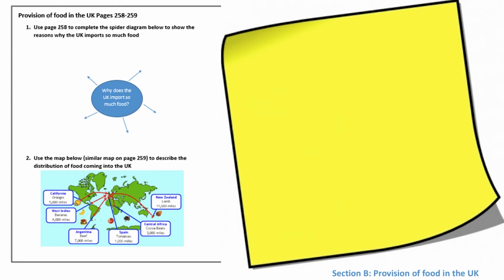The second question says, use the map below, there's a similar one on page 259, to describe the distribution of food coming into the United Kingdom. And on this map it just shows us how far the food has travelled. So for example, oranges from California have travelled over 5,000 miles to reach your plate. New Zealand lamb travels over 11,000 miles. Cocoa beans 2,000 miles, etc. So it shows us the distance our food is travelling in order to reach the United Kingdom.